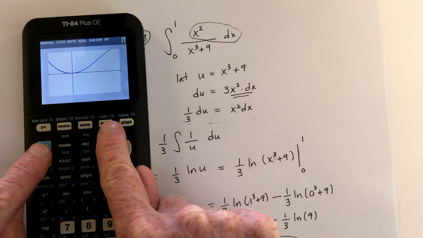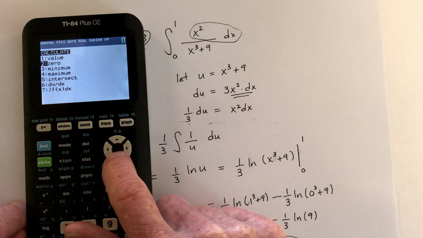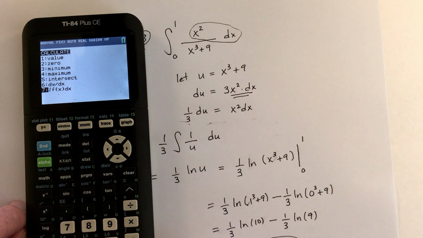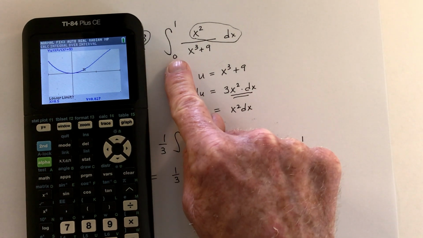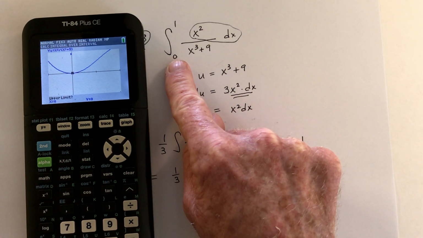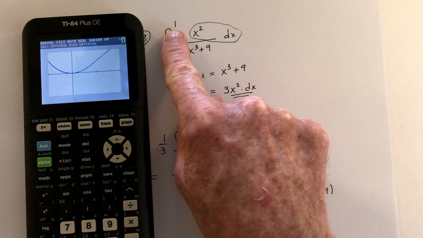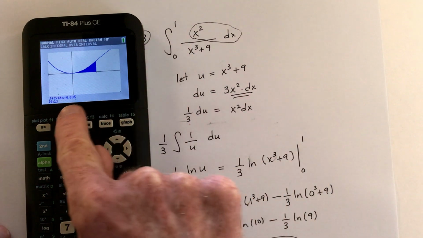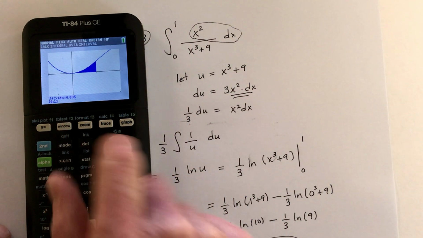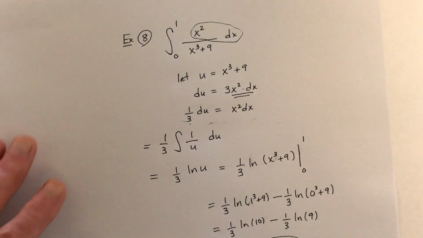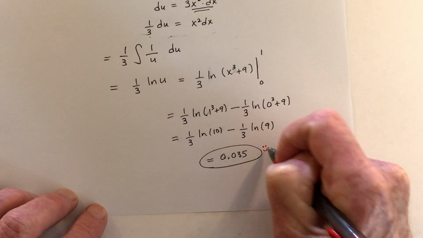And you can have the calculator check your answer if you go second calculate. And it's number 7 that integrates. And the lower limit is 0. And then hit enter. And the upper limit is 1 and hit enter. And then it says that the answer you should have gotten is 0.035. Très bien. So now this one even deserves a little smiley face.